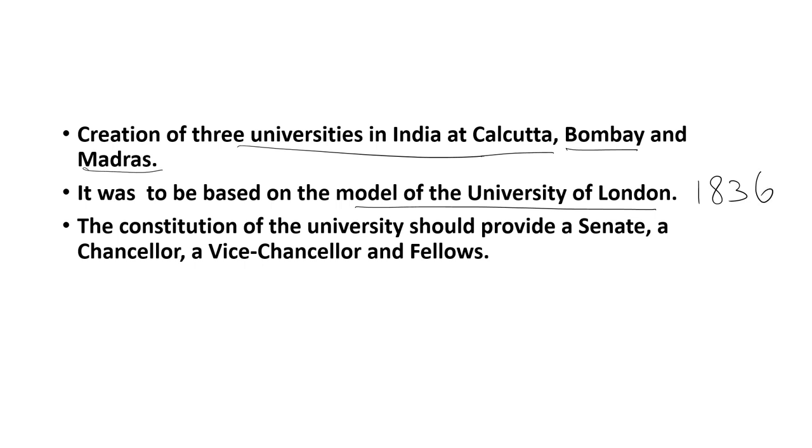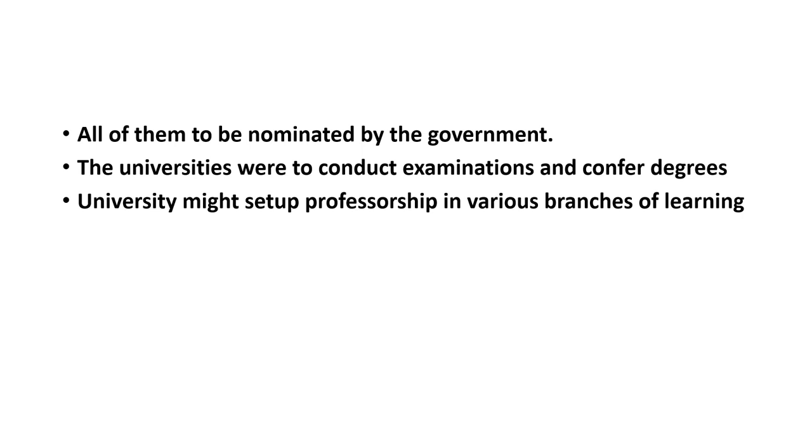The university should consist of a senate, a chancellor at the head, a vice chancellor, and the fellows. They were to be appointed by the government in these universities. Wood's dispatch recommended that they were to be nominated by the government. Even the members of the Senate were not to be elected, but they were to be nominated by the government.